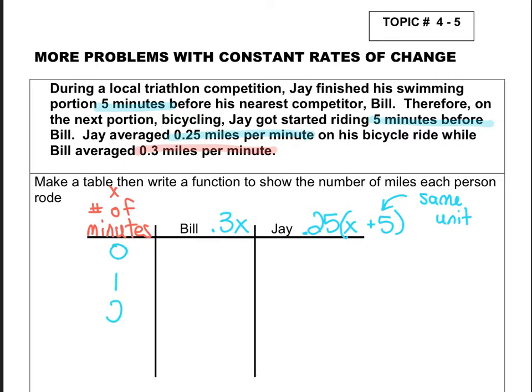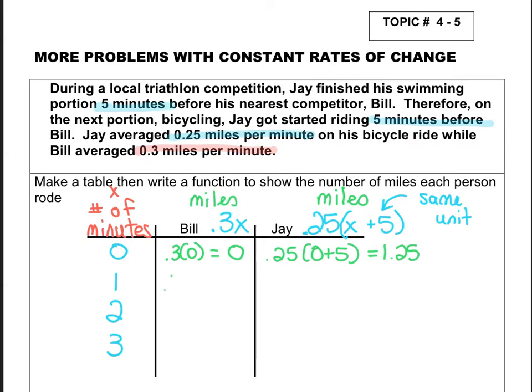So let's do 0, 1, 2, 3 like we did last time. And then for Bill, at 0 minutes, he hasn't ridden at all. Now, this is based on when Bill started, because at 0 minutes for Bill, Jay's already ahead a little bit. And Jay is still ahead by 5 minutes. And at that 0.25 miles per minute, that means that Jay has already ridden 1.25 miles. And let me write that above each one so we know what our units are.